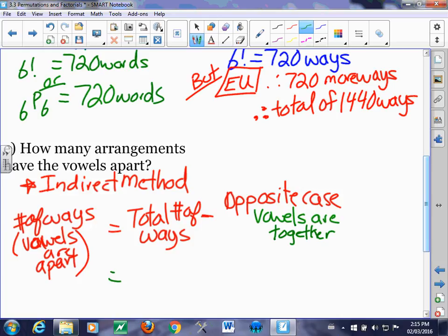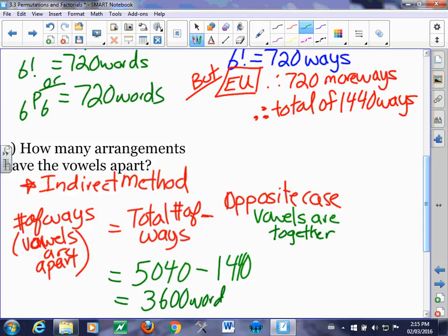So total number of ways, we answered up in A. So that's 5,040 ways. Subtract the number of ways where the vowels are together, which is 1,440. Equals, plug in your calculator, 3,600 words. Now imagine if you were just trying to write all of them out to do that, you'd have to write 3,600 arrangements. That would take you a long time.